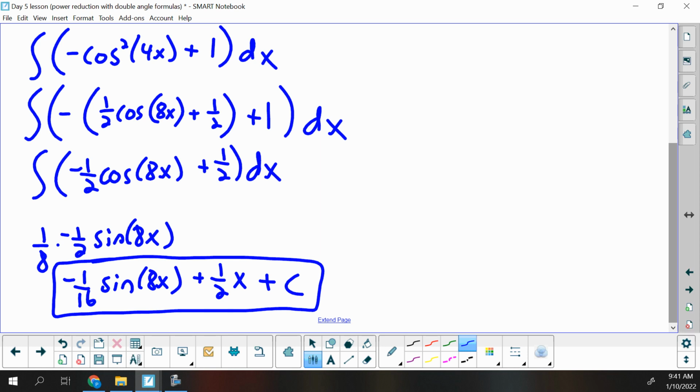So try those methods that we did the other day. Always look first for regular u substitution. See if you can set aside a trig term to be part of your du. See if that works. If not, then try this power reduction.